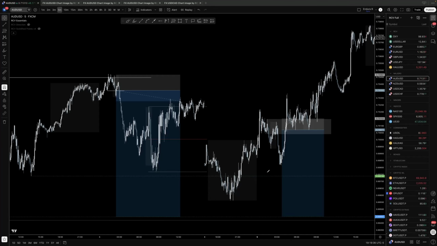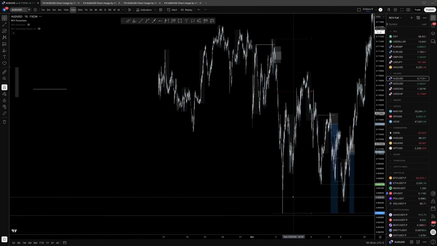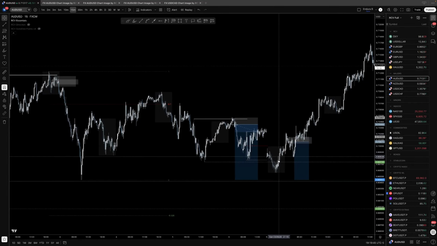So could I have anticipated this to happen? Based on an intraday stance, no, I cannot anticipate this move to happen. But because this move does happen, then that is a failure of a continuation to the downside.